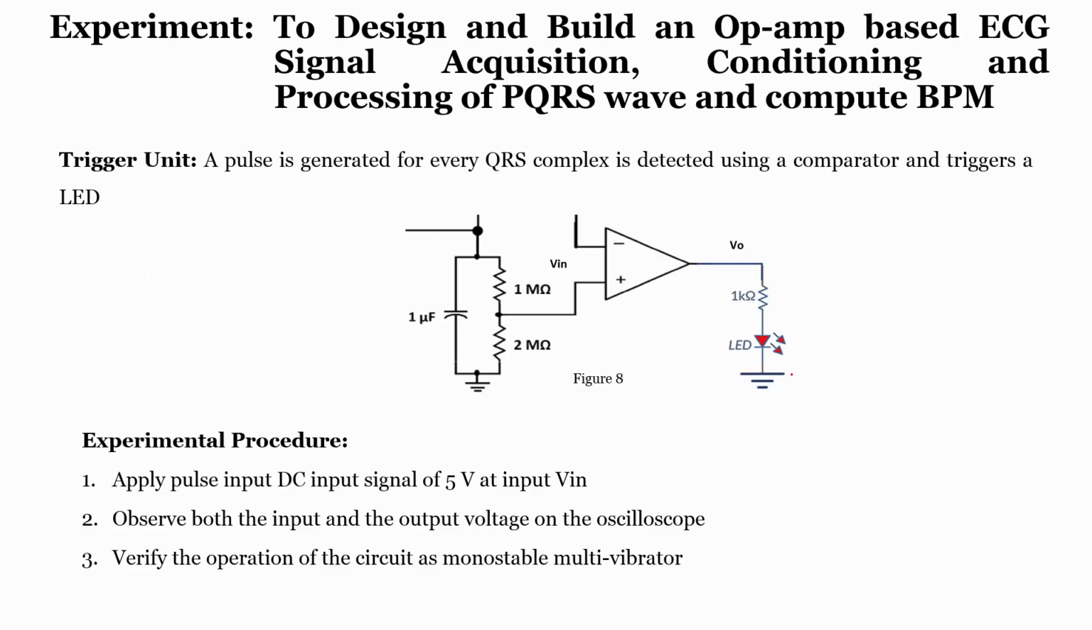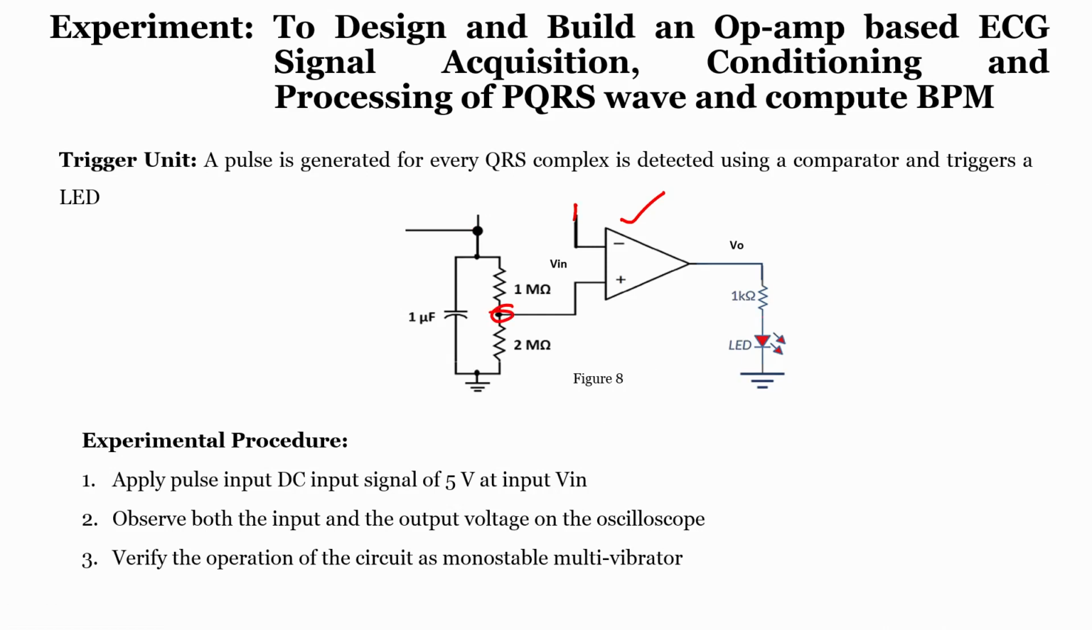Now, the next part is identifying and generating triggering pulses if the input voltage is greater than the particular threshold value. So, in order to do that, what will we be using? We will be using a comparator. We will compare the input signal with this particular threshold.